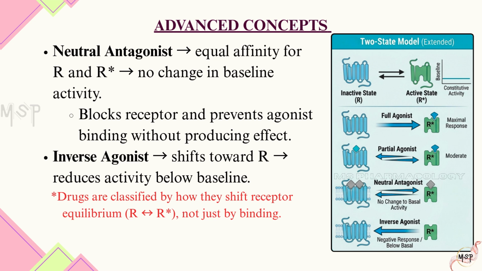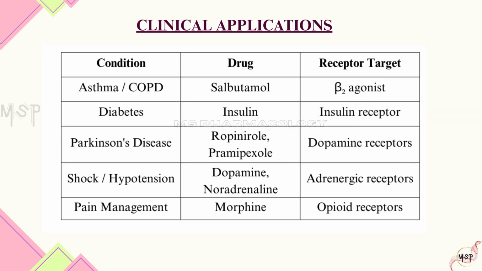But the inverse agonist is the most unique. It doesn't just block the signal, it actively shifts the balance toward the inactive state R, suppressing the signal below the natural baseline. Now, let's see some clinical applications.